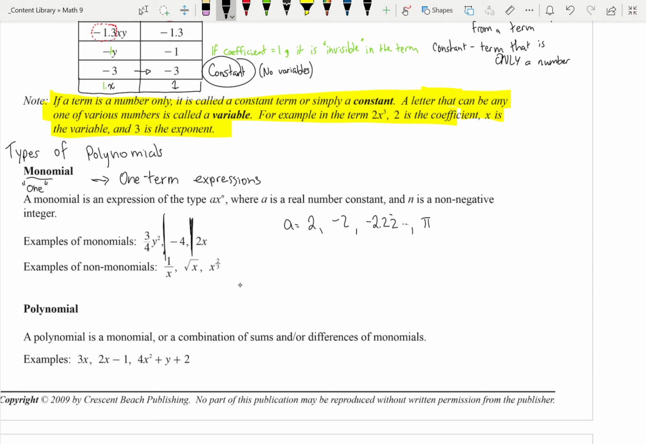Where this gets a little bit more challenging is that x has to be in the numerator, so I can't have it in the denominator, so variables are all in the numerator. So what that means is we're not dividing by any variables. And we aren't square rooting variables are the big ones.